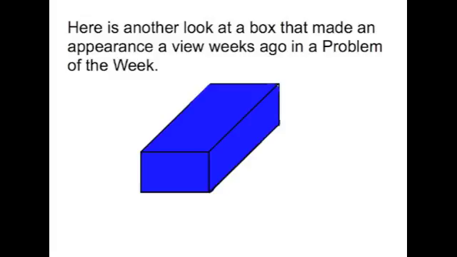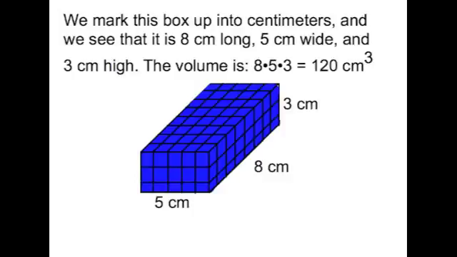Here is another look at a box that made an appearance a few weeks ago in a problem of the week. We marked the box up into centimeters, and we see that it is 8 centimeters long, 5 centimeters wide, and 3 centimeters high. The volume then, using our formula, length times width times height, is 8 times 5 times 3, or 120 cubic centimeters.